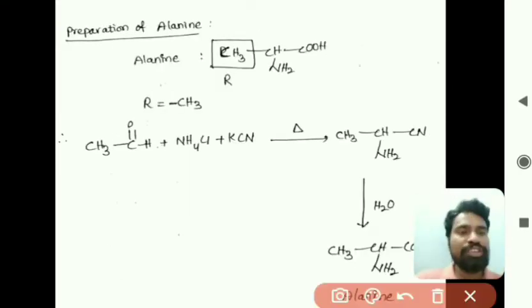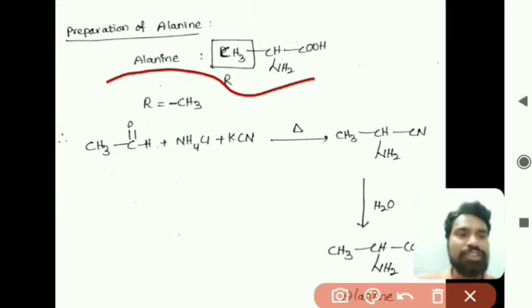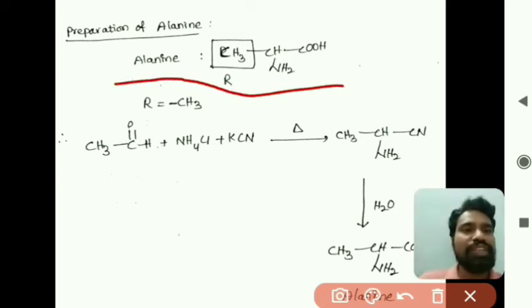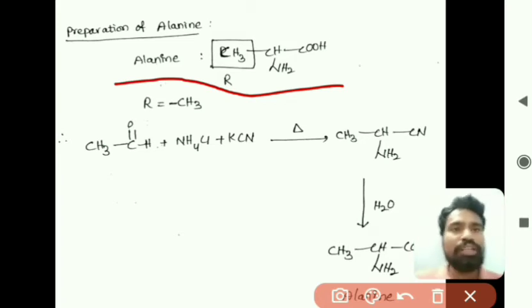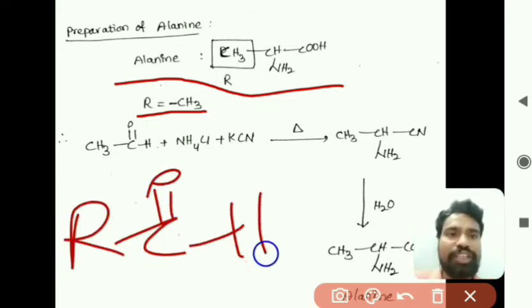Now based on the Strecker synthesis, how can we prepare alanine? So, preparation of alanine based on the Strecker synthesis. Here the structure of alanine is CH3CH(NH2)COOH, as we know. Now here the alkyl group is CH3, hence we have to take an aldehyde, RC double bond OH, as the starting material in the Strecker synthesis, right.